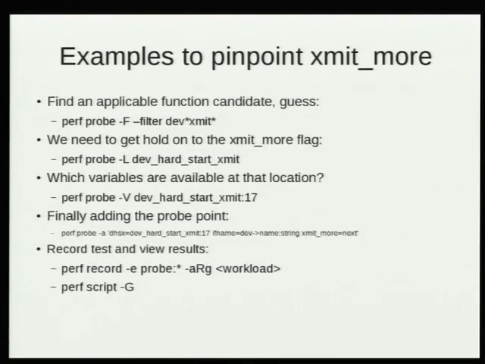So I can now list this, and see which variables I'm able to capture if I insert a probe at this point. It tells me, for example, I have a variable called skb, I have a variable called dev, which I use here, and I have a pointer to the next skb, which is called next, and I use it as an indication if xmit_more is indicated to the network interface. So this whole line basically adds a probe point, which is called dhsx, which is just a shorthand for dev_hard_start_xmit.